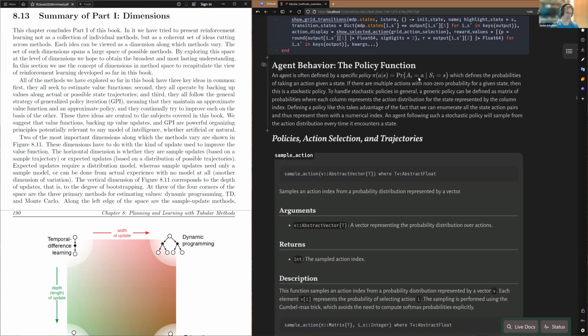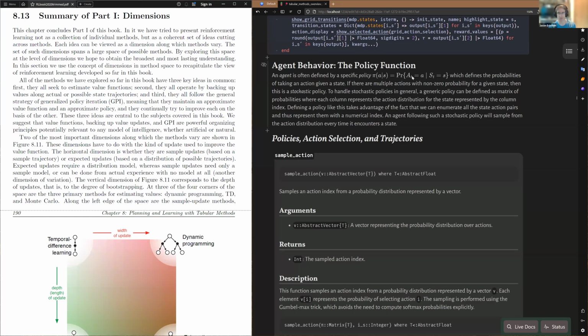If the policy is deterministic, it just means that for every state, there is a single action that is taken with probability 1. And if the policy is stochastic, it just means that you have to define the probability distribution over actions for a given state.